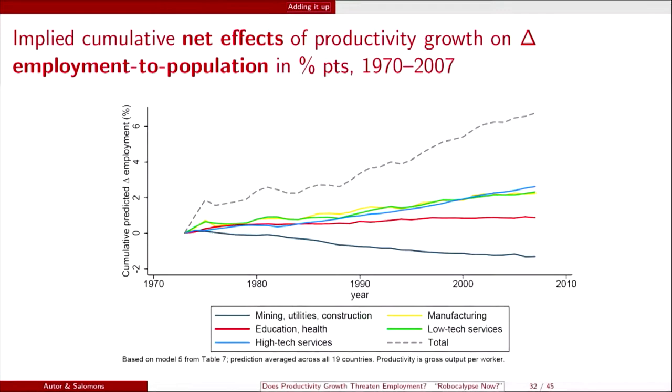Our estimates say holding all else constant, rising productivity over these 37 years would be expected to raise employment to population ratios by about 6 percentage points. Notice, by the way, that the effect of mining, utilities, construction is negative. There's no positive spillover. And then other sectors contribute a great deal. Education and health contributes very little because, as we know, there's been almost no productivity growth in those sectors.